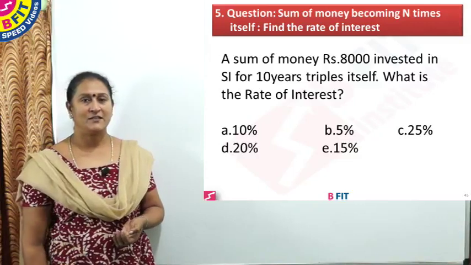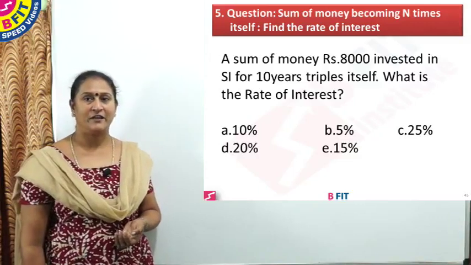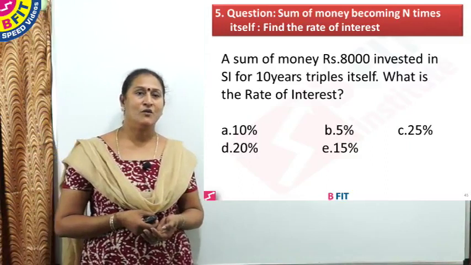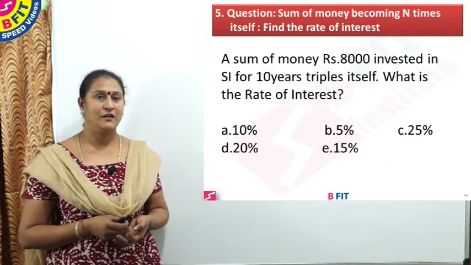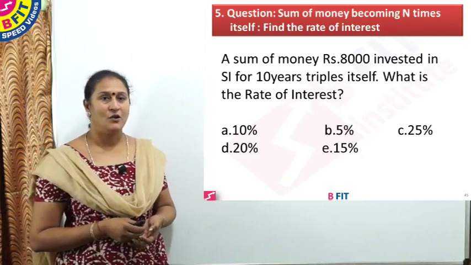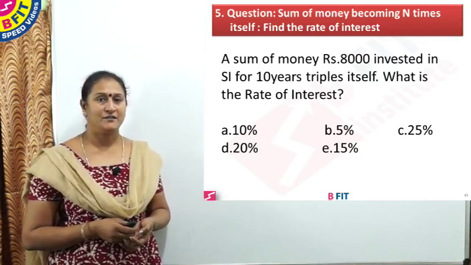So we'll see the next question. Question number 5. A sum of money, rupees 8,000, invested at simple interest for 10 years, triples itself. What is the rate of interest? So we'll see the working.